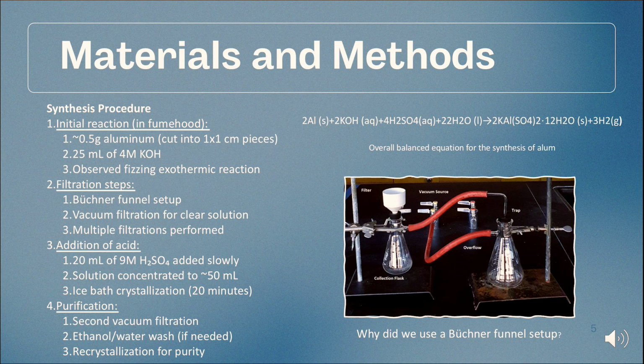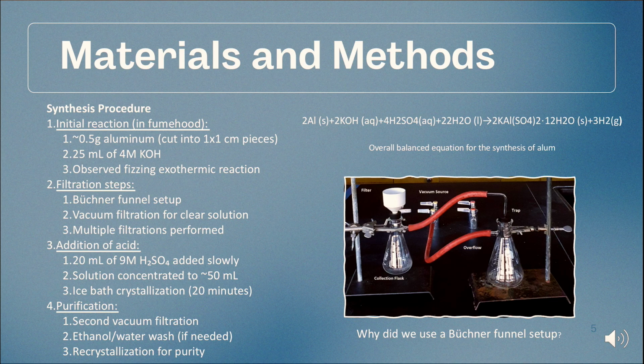For our filtration steps, we utilized a Buchner funnel setup. We did this because a Buchner funnel setup is crucial to obtain a clear solution. As you can see in the picture on the right, the filter flask is connected to a vacuum, which helps sufficiently separate our product from any unreacted materials. We did this twice to achieve the clarity we needed.